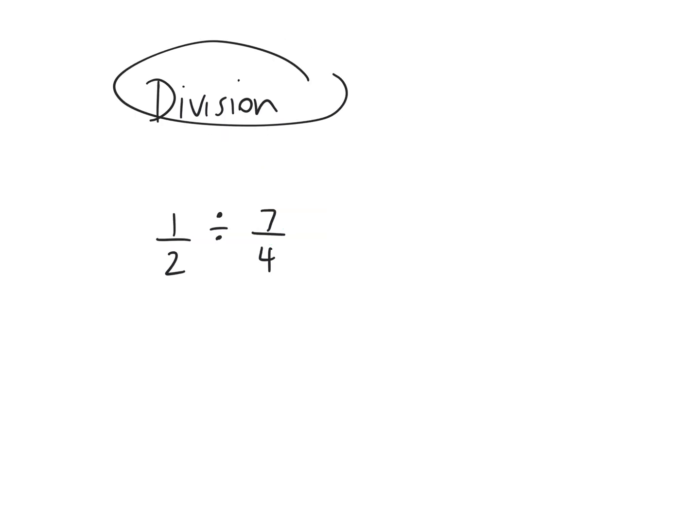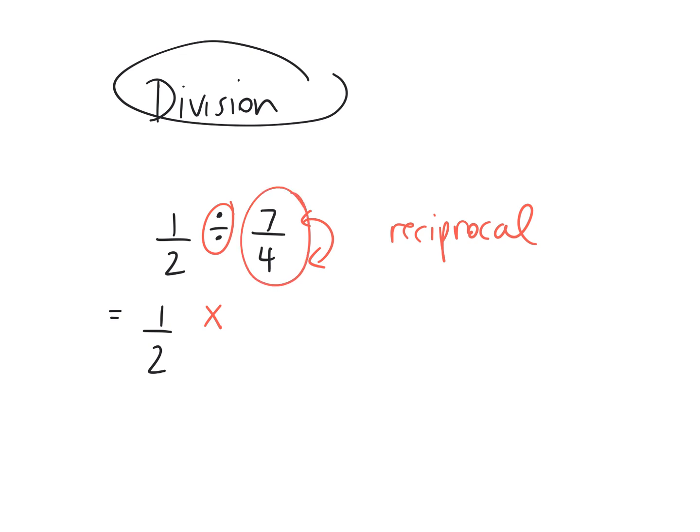Okay, division is very similar. So to divide fractions, all you do is turn it into multiplication and multiply it by the reciprocal. Do you guys remember this? So you take the second fraction and you flip it. So instead of writing 1 over 2 times 7 over 4, I would write 4 over 7, and then we're doing exactly what we just did.